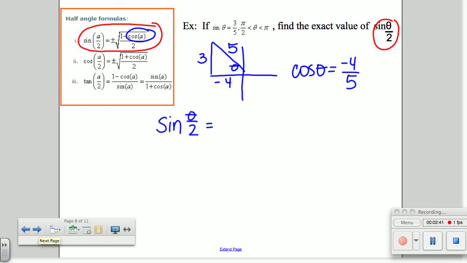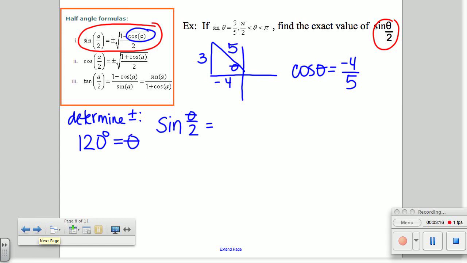Now, the first thing I have to decide is, do I use the positive or do I use the negative? And remember I told you have to look at the half angle. Let's just take a minute and think about my angle. My angle right now, theta, is in quadrant 2. Let's just pick a random angle in quadrant 2. Let's use 120 degrees. Now, 120 degrees could be theta, and I don't know for sure. I don't know exactly what theta is, but let's just say it's 120 degrees.